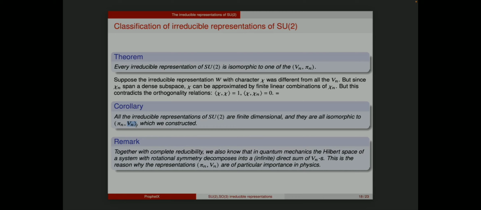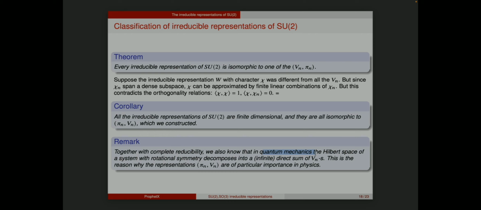And in particular, by complete reducibility, we know that for compact Lie groups every representation can be decomposed as a direct sum of irreducibles. This comes back basically to the existence of the Haar measure and unitary reducibility, but I just call this result. And this shows a really important result in quantum mechanics.